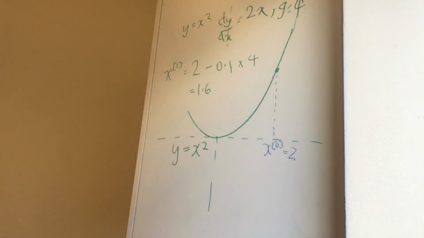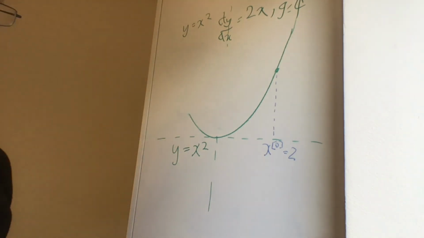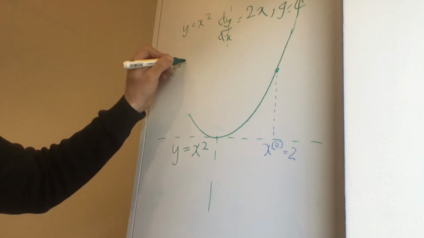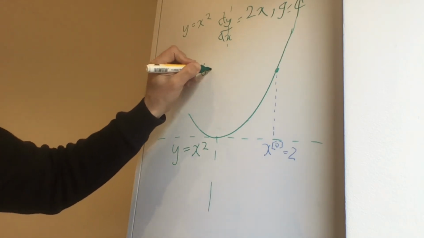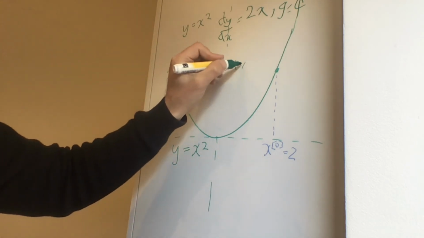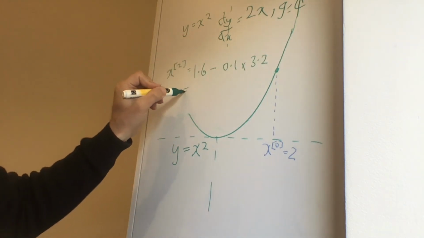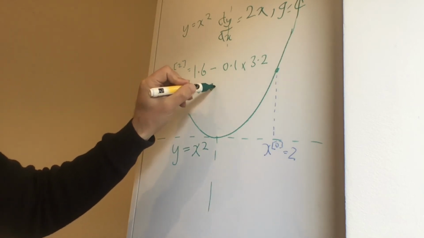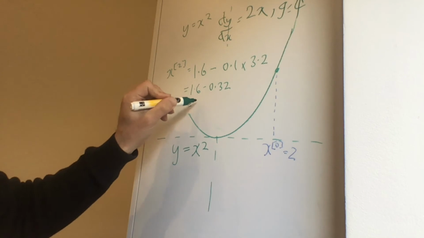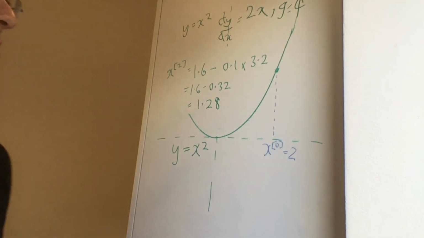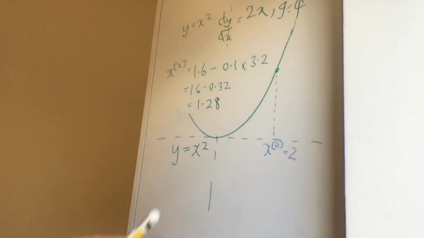So now what do we do? We're still not at the minimum. Well, it's very simple. We just do another iteration, this time starting at 1.6. We have x2 is going to be x1, which was 1.6, minus the step size times the gradient at 1.6. The gradient at 1.6 is going to be 3.2, which is going to equal 1.6 minus 0.32, which is 1.28. So we've taken the next step and we've moved closer to the origin. We just carry on going and going until the target function doesn't get any smaller.